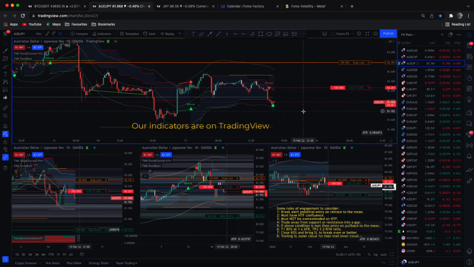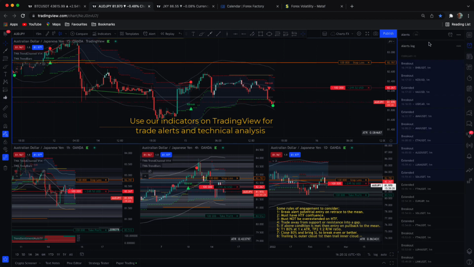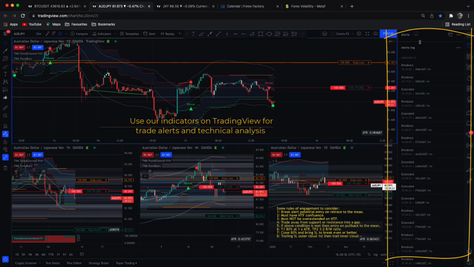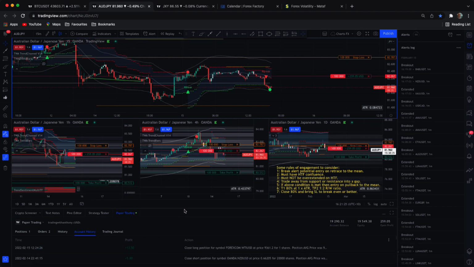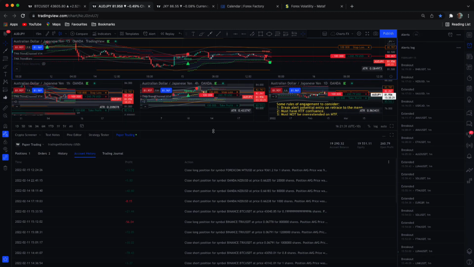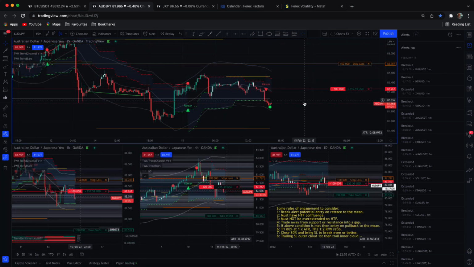Our indicators are on TradingView. You can be trading on your crypto exchange on one screen or in another browser, and you could be using our indicators on TradingView for your trade alerts and for technical analysis. The strategy I'm going to show you is suited to anyone from beginner through to advanced. It doesn't matter. It's one set of rules, one set of indicators. You just rinse and repeat the process. This is a demo account on TradingView, and I started this for the purpose of showing my members how they can grow or build an account. Let's get into the video.